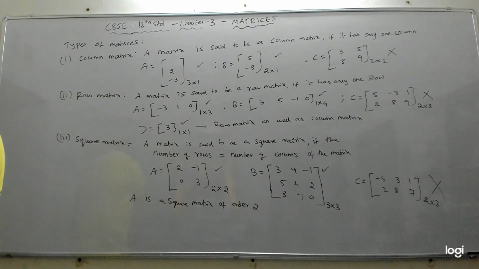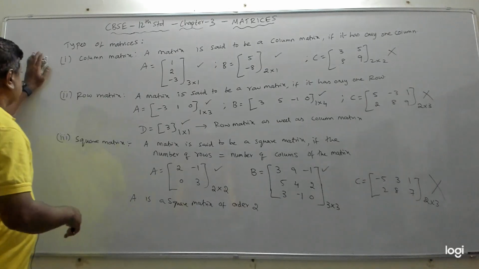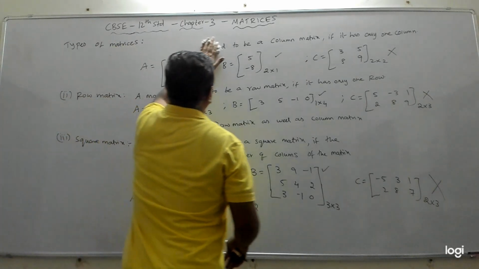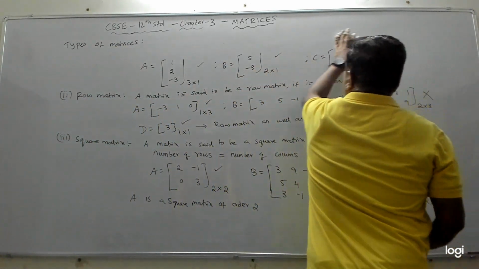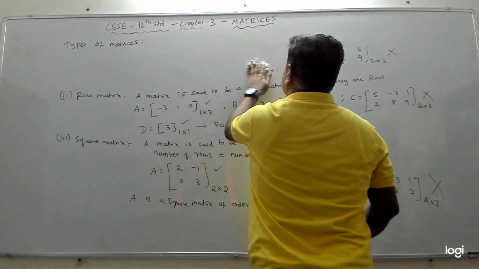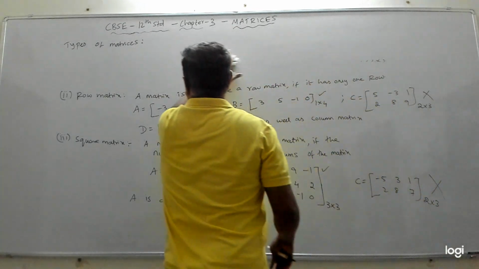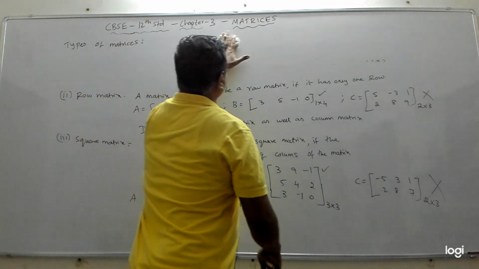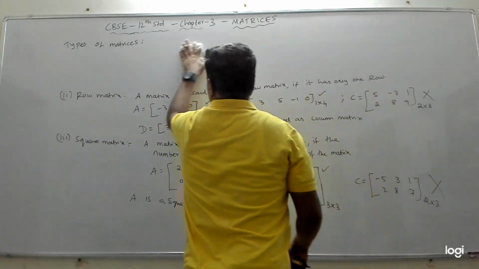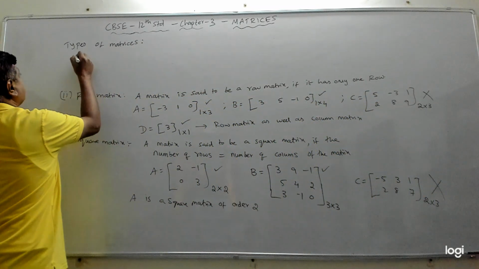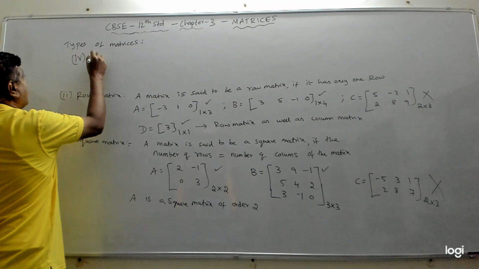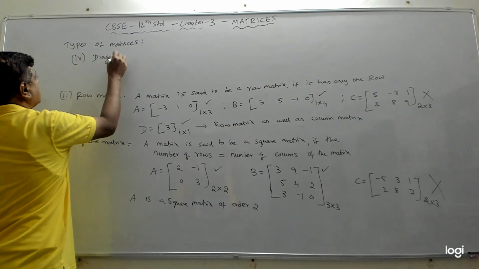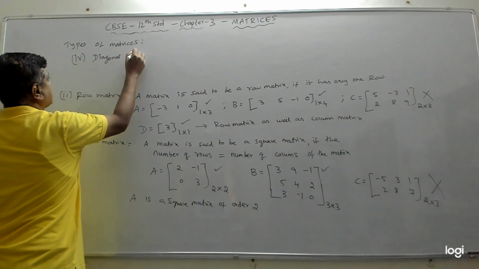So the next type of matrices, all of you can take the notes and examples. The fourth one is the diagonal matrix. Diagonal matrix.